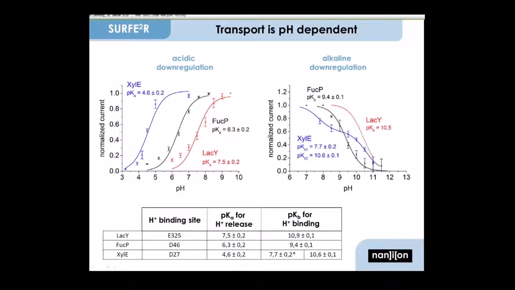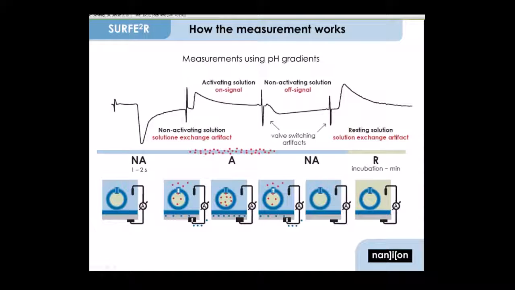If this is correct, the alkaline downregulation must be due to the extraliposomal pH, where proton binding occurs, and the acidic downregulation must be due to the intraliposomal pH, where proton release occurs. So we had to measure under asymmetrical pH conditions, meaning different pH values inside and outside the proteoliposomes. This can be easily done by using solutions of different pH values, here depicted as blue and yellow.